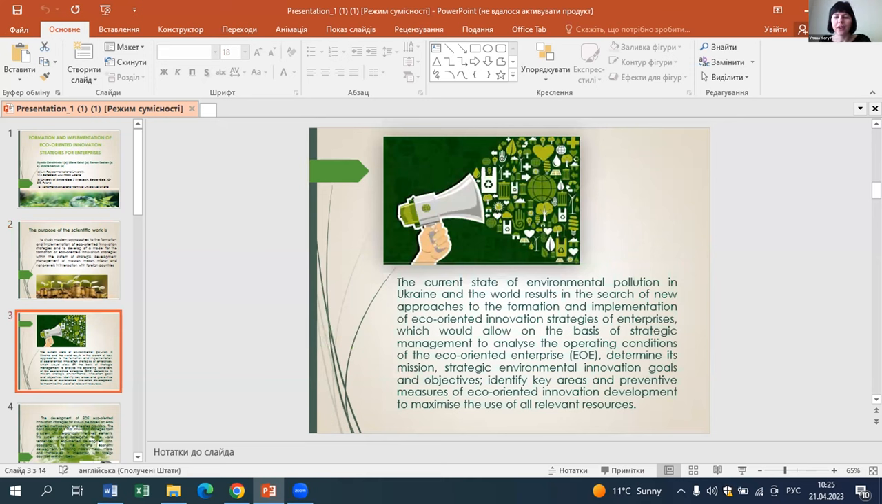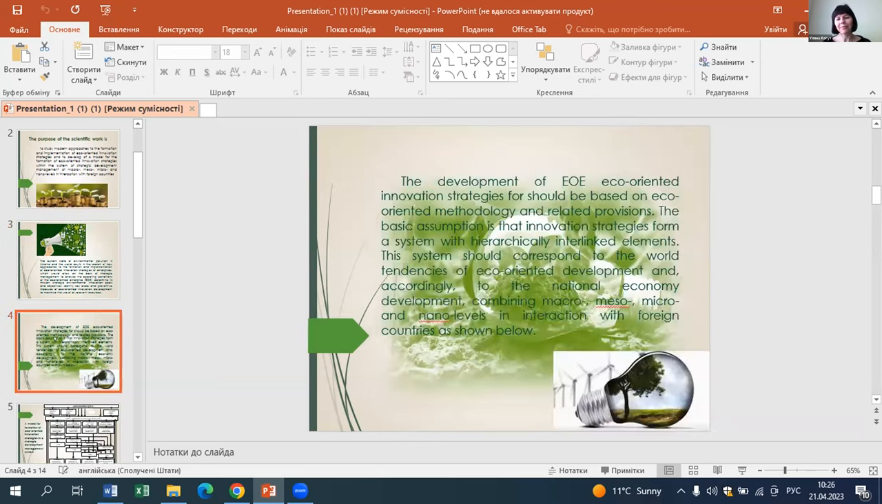The current state of environmental pollution in Ukraine and the world results in a set of new approaches to the formation and implementation of eco-oriented innovation strategies of enterprises, which would allow, on the basis of strategic management, to analyze the trade conditions of the eco-oriented enterprise, determine its mission, strategic environmental innovation goals and objectives, identify key areas and preventive measures of eco-oriented innovation development to maximize the use of all relevant resources.